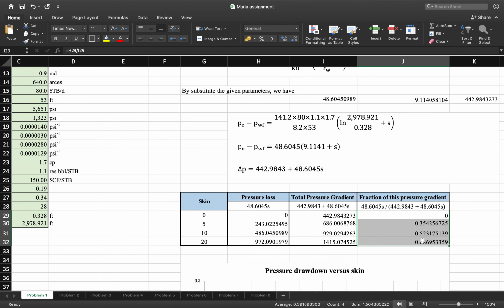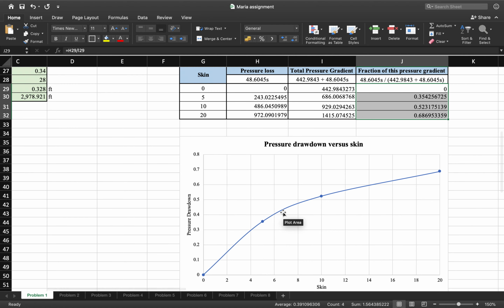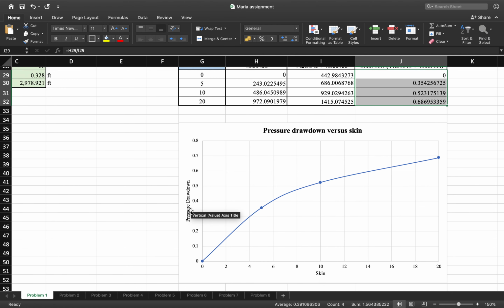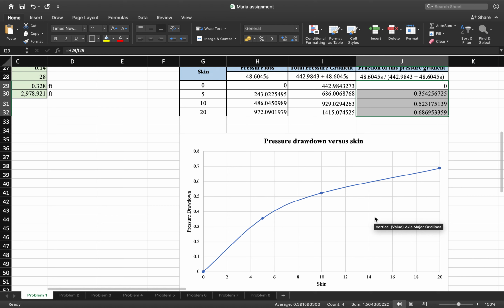Alright. So after that, you will have the plot between the skin factor and the pressure drawdown. As you can see in this one, when the skin factor increases from 0 to 2 to 5 to 10 and to 20, it can be seen that the fraction increases. But in this figure, it's always lower than 1. Alright. So now, let's turn to problem 2.